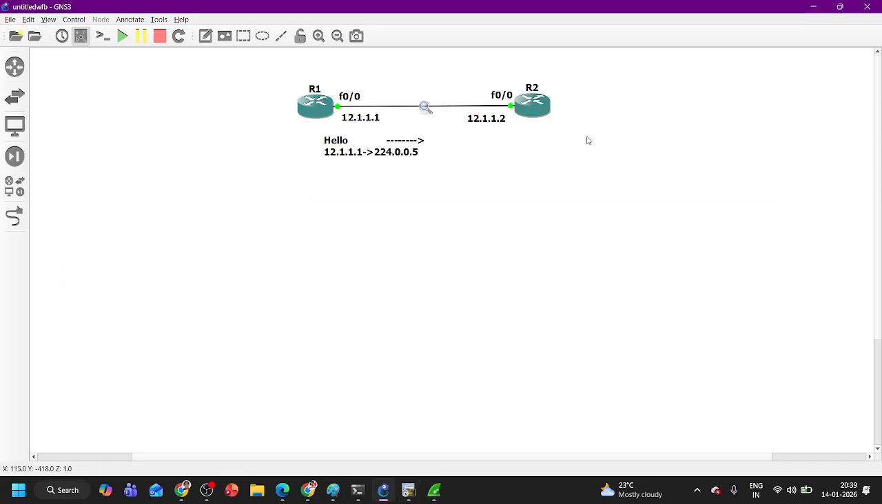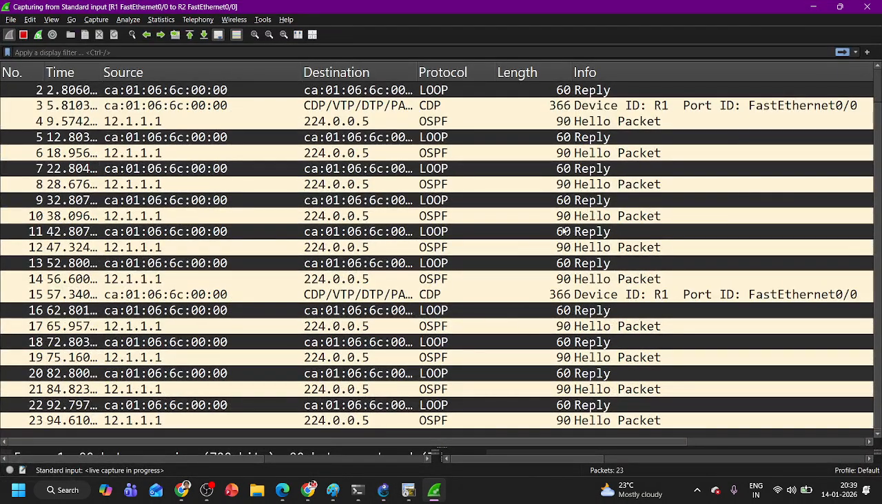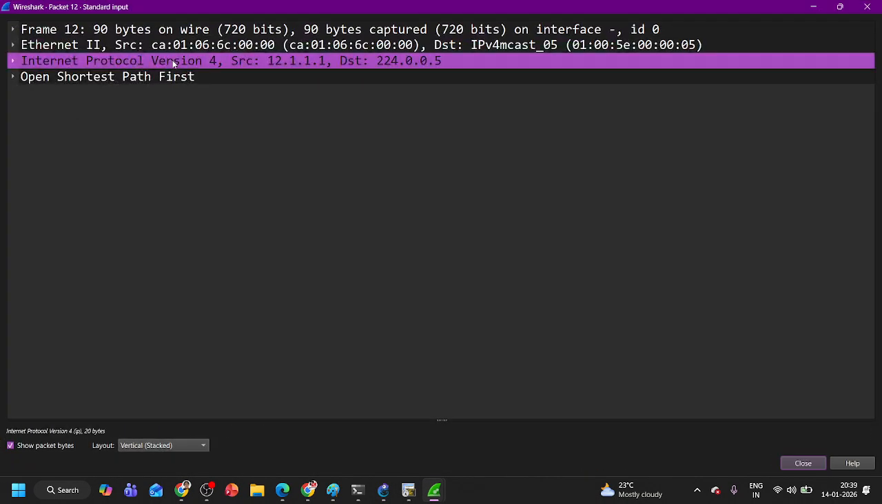After that, both routers are going to check some parameters, similar to EIGRP. Like in EIGRP, K values must match, AS number must match, and the subnet must match. Then only two routers can become neighbors. Similarly here in OSPF, see the content of the hello message. What are the contents? Open it, and here is the IP header.